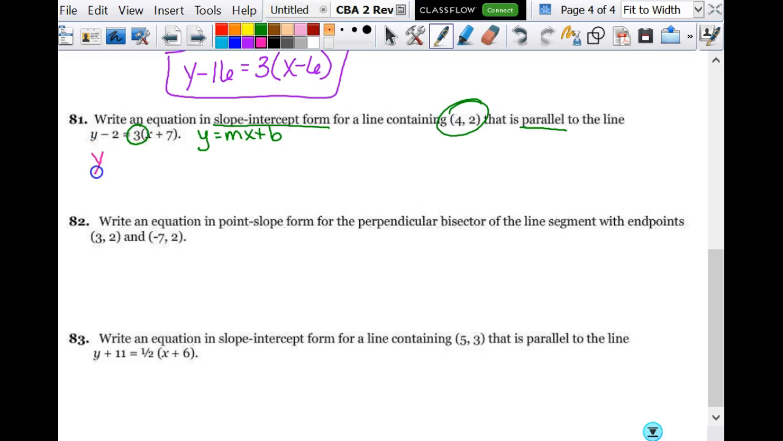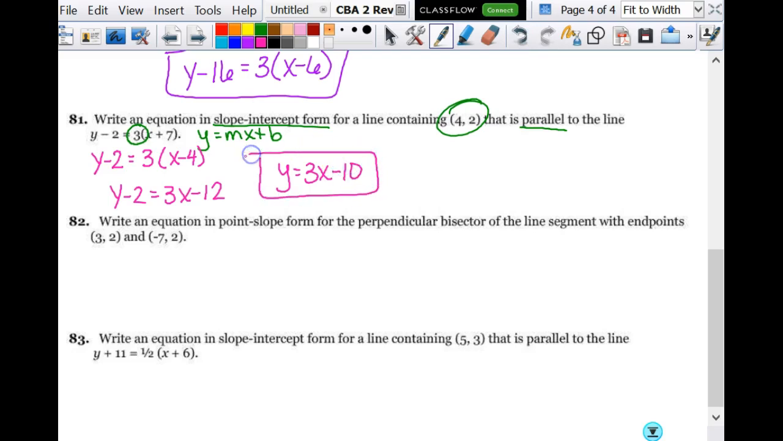So that means I'm going to get y minus 2 equals the slope, which is 3, times x minus 4. Then y minus 2 equals 3x minus 12. So y equals 3x, not plus, but minus, because I'm going to add 2 to both sides, that makes that a minus 10. There you go.